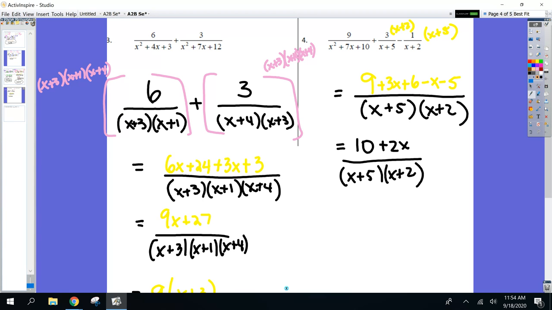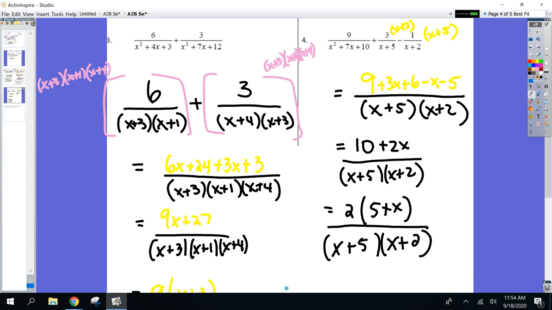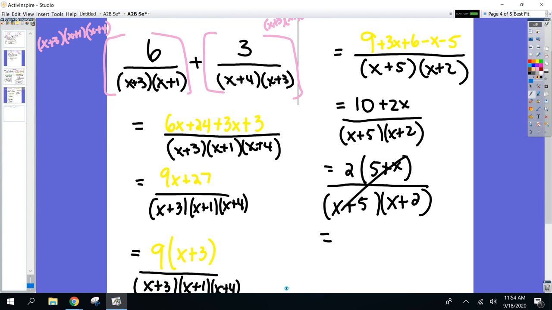Everybody okay? We good? Now I can factor the top. You can take out a 2 at the top. And the last thing, x plus 5 and 5 plus x: are those the same or opposites? 5 plus x and x plus 5, they are the same. So they can go. Here's my final answer for number 4: 2 over x plus 2.